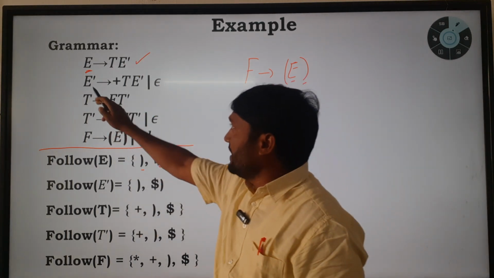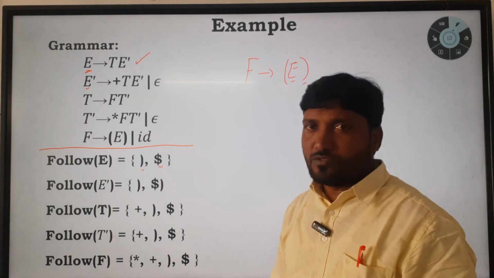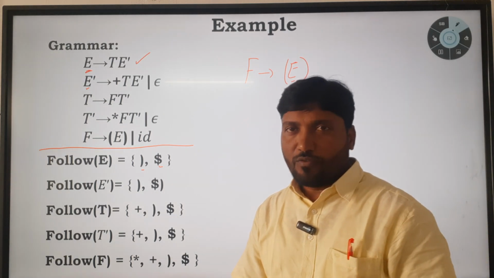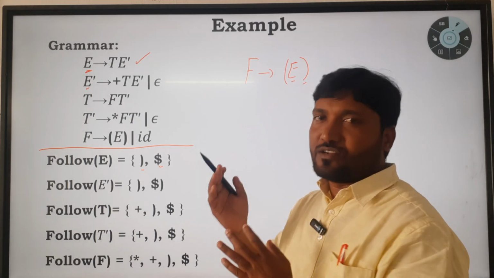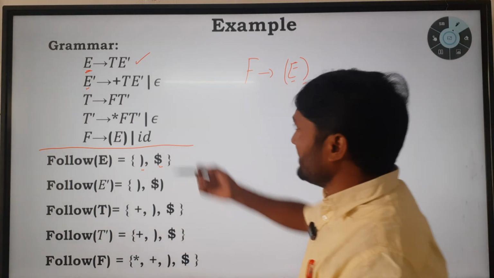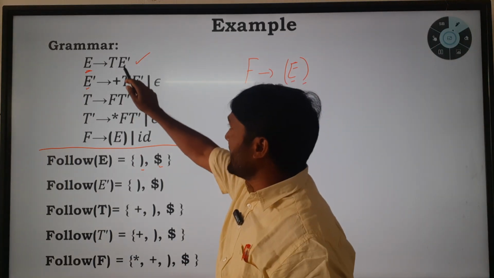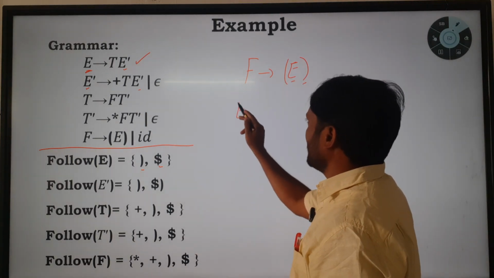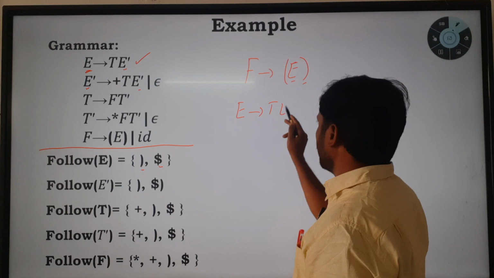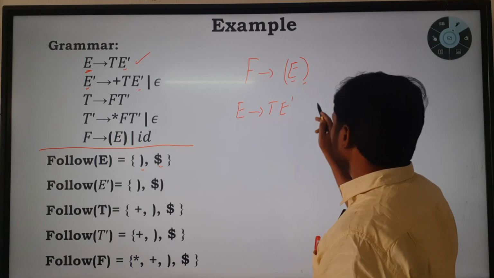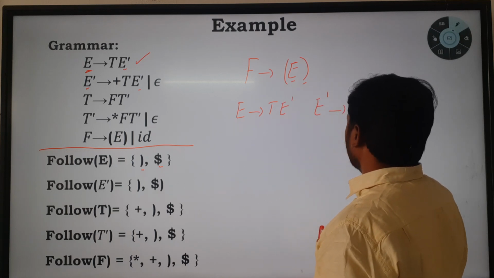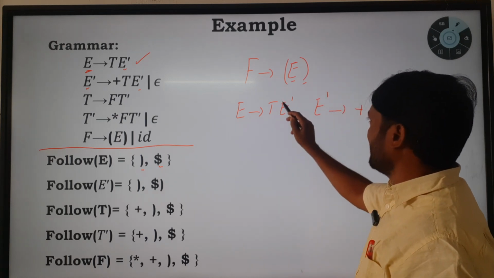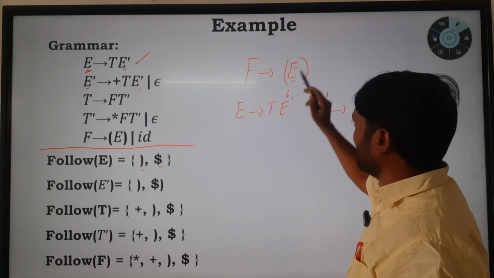Next we come to E dash. While calculating the follow function for E dash, we have to search where E dash is on the right hand side in the given context free grammar. Where is E dash here? There is an E dash in two productions: E derives T E dash, and one more production, E dash derives plus T E dash. That means we are going to calculate the follow function for E dash.